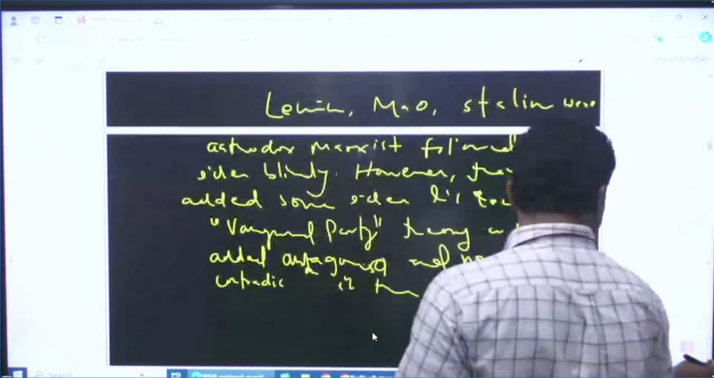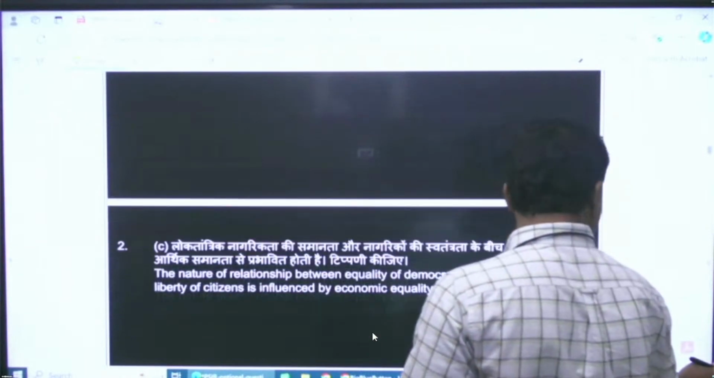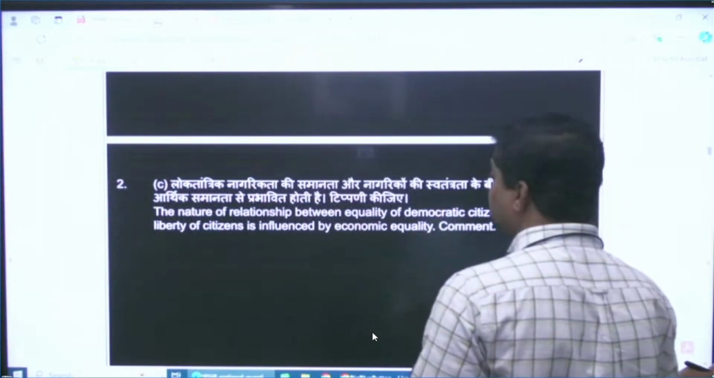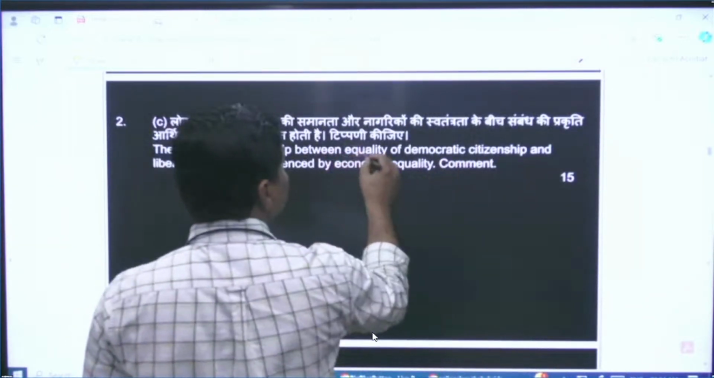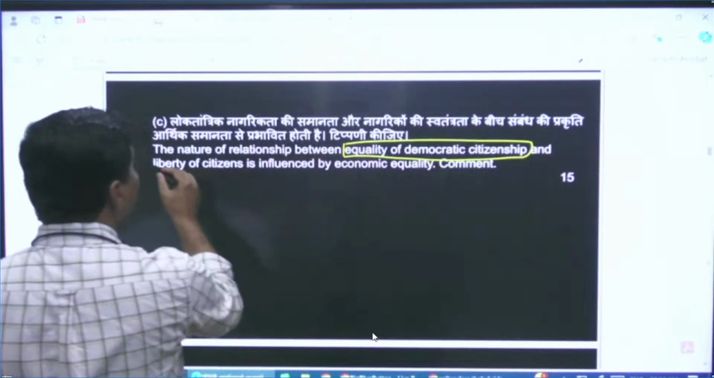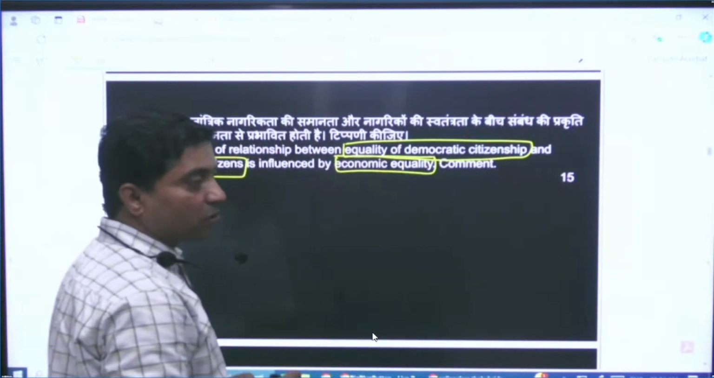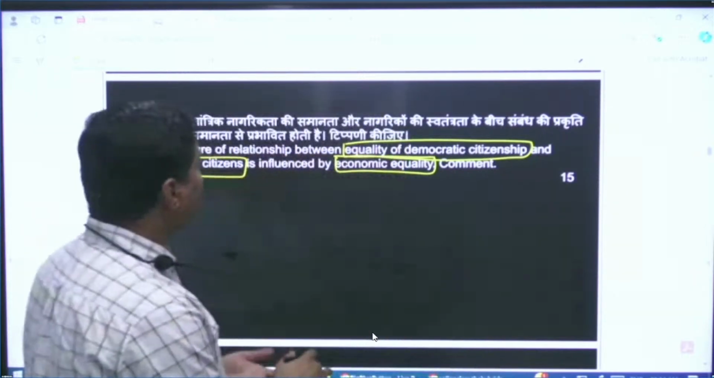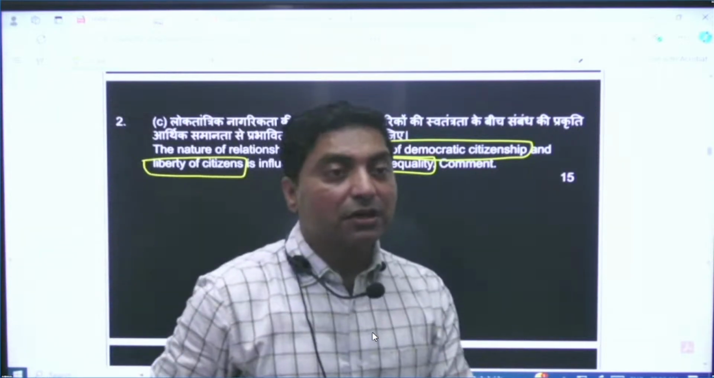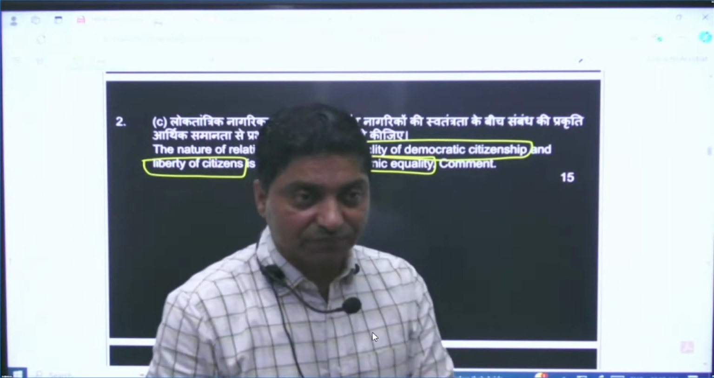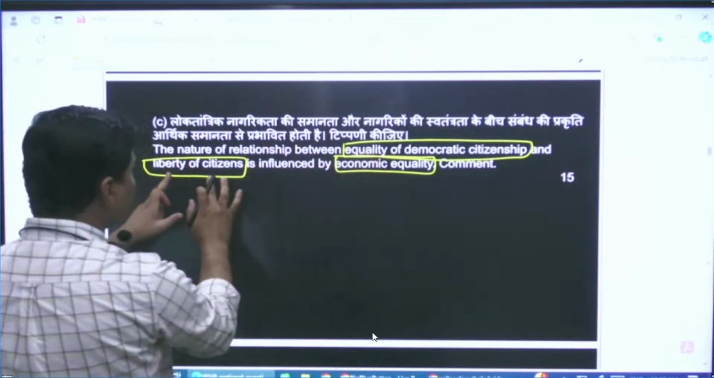Now let me move to the next question. Now here the question is the nature of the relationship between equality of democratic citizenship and liberty of citizens as influenced by economic equality. Basically, this is a question from the concept of equality, right? And there is a debate whether equality is a threat to liberty or whether liberty has created inequality, right? So one can begin with the relationship between equality and liberty, right?